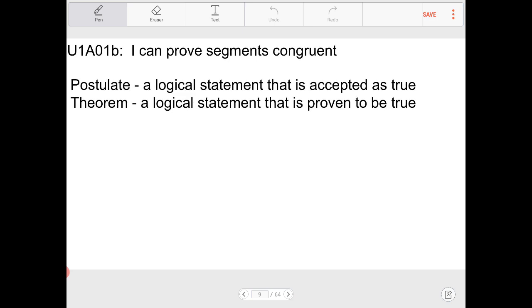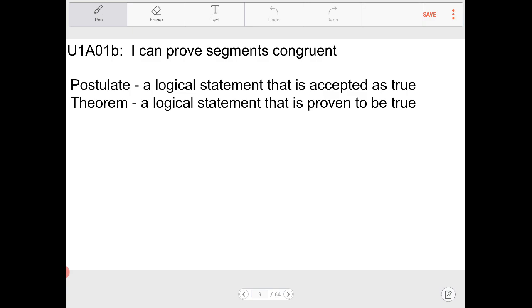The second thing that we are going to be using in order to create and build off of existing ideas is this: when we take the axioms and the postulates and put them together and make inferences, we can then make certain conclusions. And those conclusions are what we call theorems. So a theorem is a logical statement that is proven to be true. So really important distinction here between a postulate and a theorem.